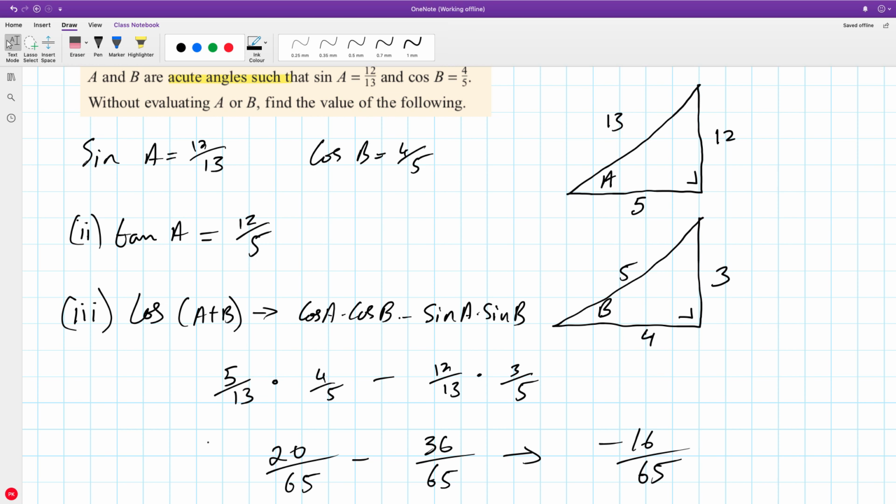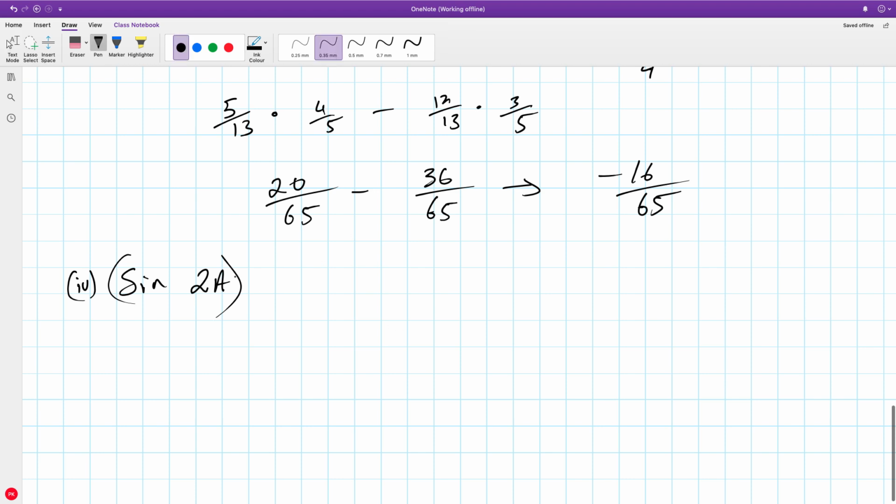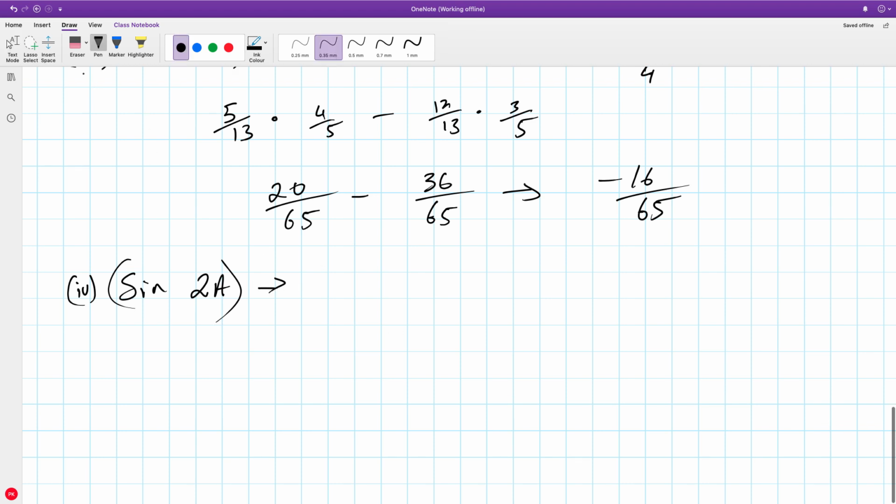Any answers, guys? Do you reckon? 120/116? Let's have a little look at it. So, what is my formula for sine 2A? I have two of them on the page in the double angle formulas. I have 2 sine A cos A, or in the bottom right, I have 2 tan A over 1 plus tan squared A. So I'm going to use the easier one.